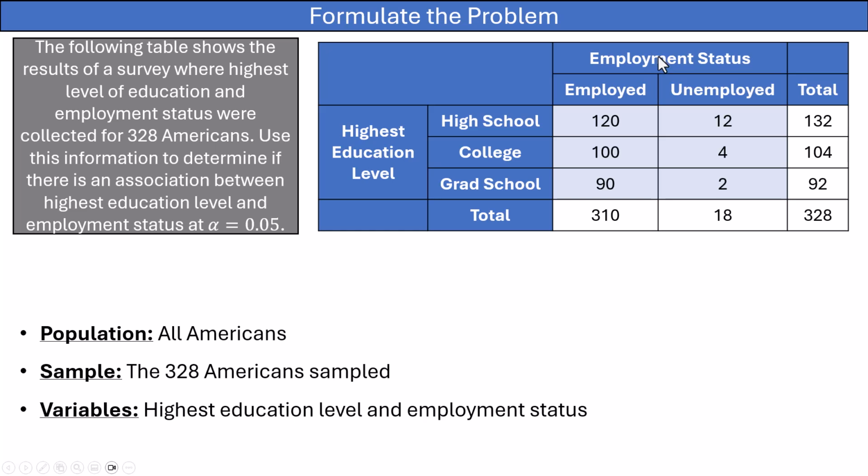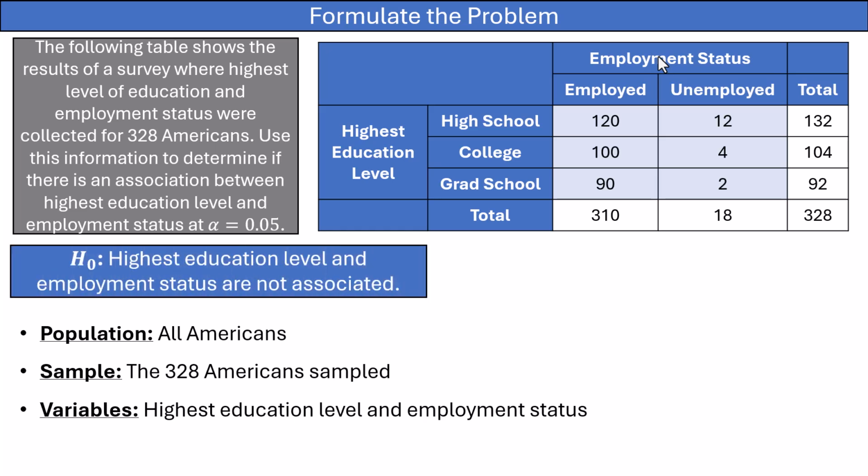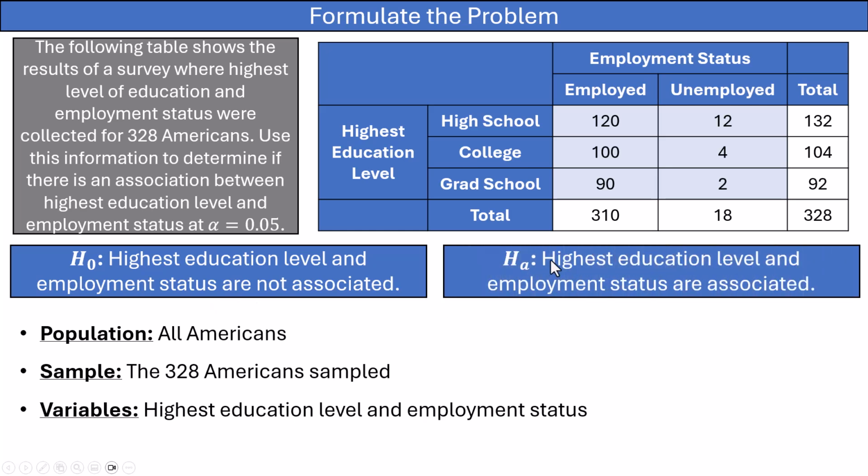Finally, we can go ahead and set up our null and alternative hypotheses. Remember that the null hypothesis is always that the two variables are not associated, and the alternative is that they are associated. So our null hypothesis is that highest education level and employment status are not associated, and the alternative is that highest education level and employment status are associated. We have finished step 1.